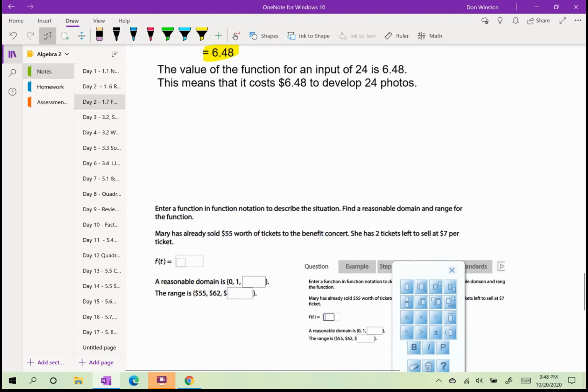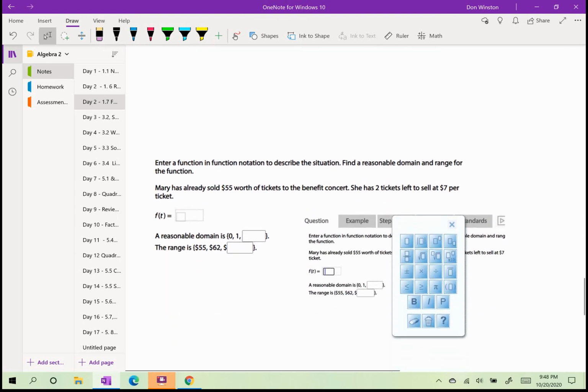Okay, so on Hope McDougall online, you have a couple of problems here, so I just want to go over these so you know how to do them. Let's say here you have this problem on Hope McDougall. Enter a function in function notation to describe the situation. Find a reasonable domain and a reasonable range. It's important to find something that makes sense here in the context of the problem.